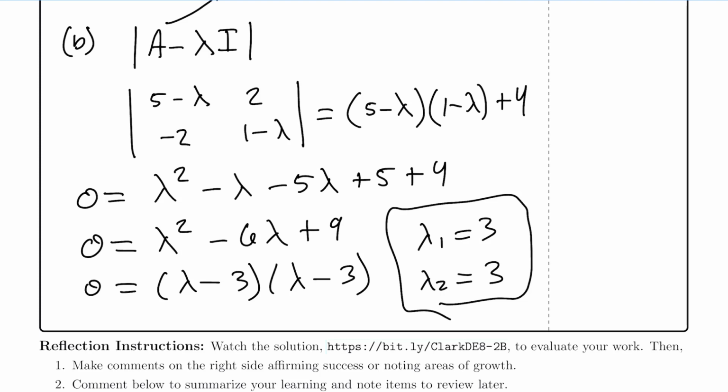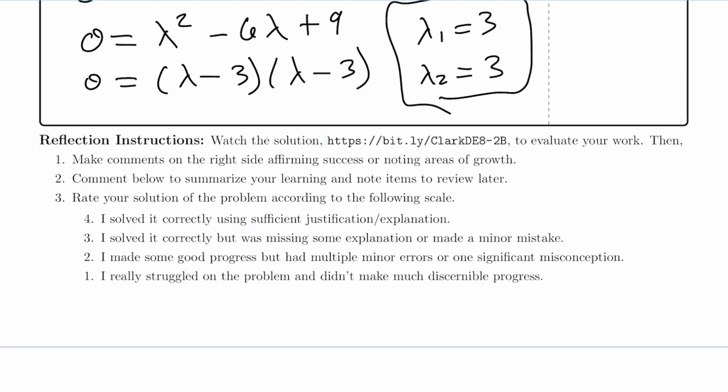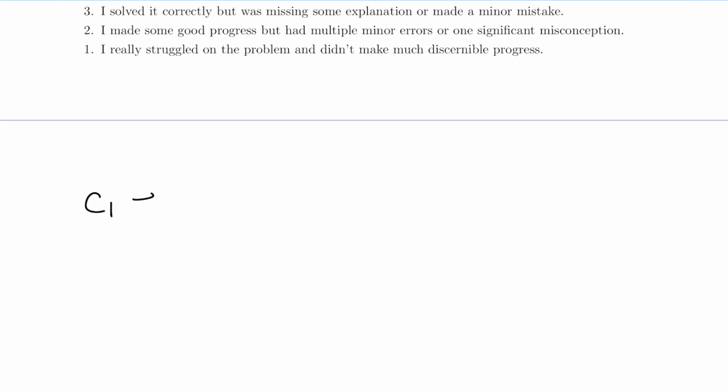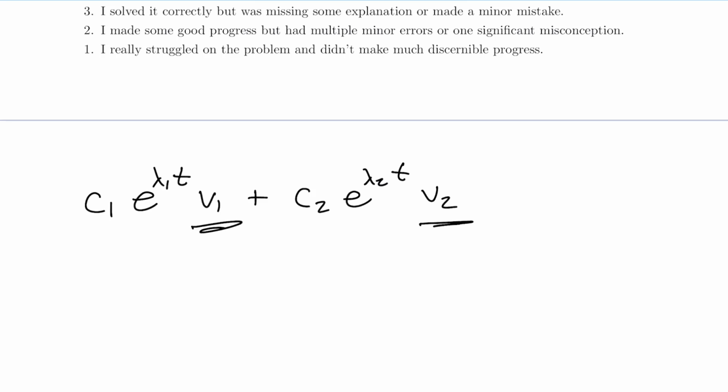And when we have a double root, normally our solution method would just be C1 e to the lambda 1 t v1 plus C2 e to the lambda 2 t v2. But since we have a double root, we're not going to have two linearly independent eigenvectors here. And so this is not going to work.